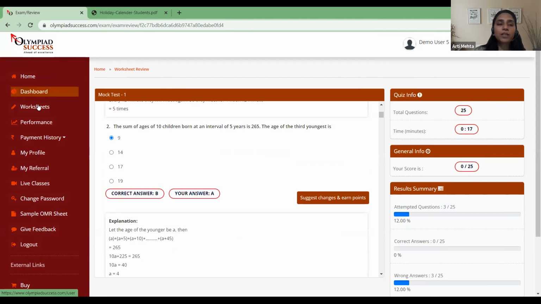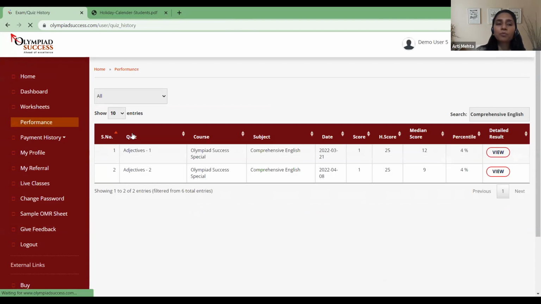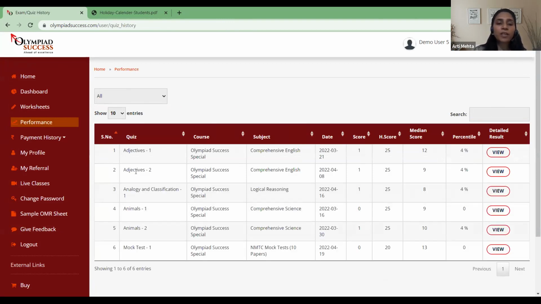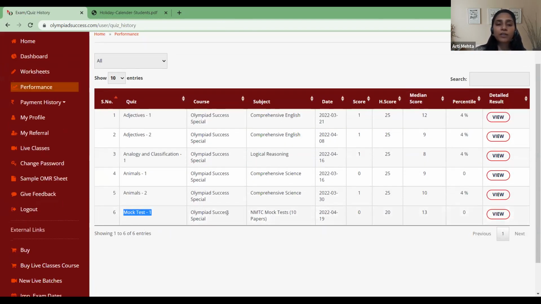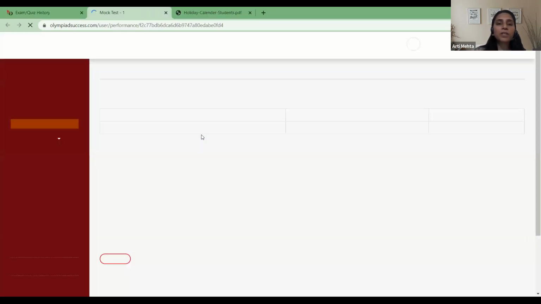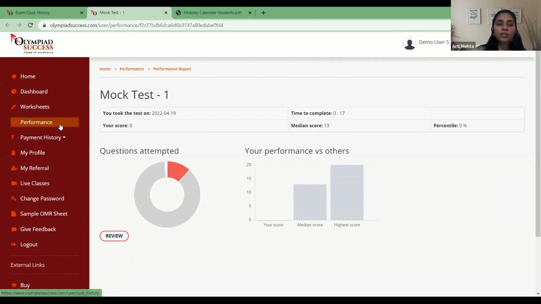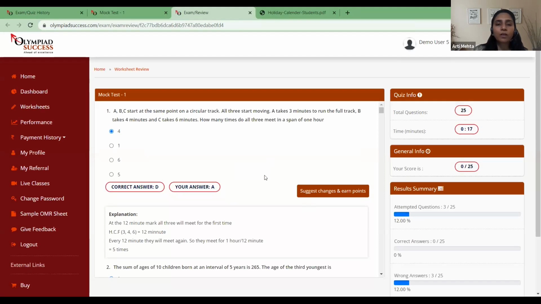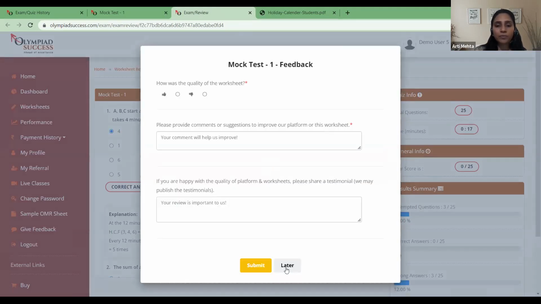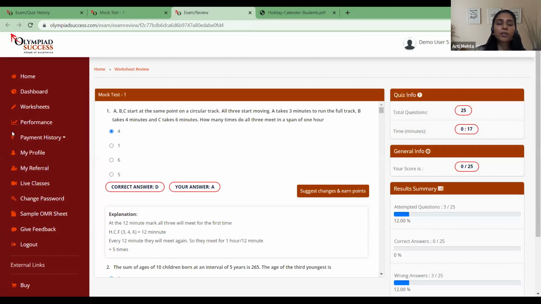In case you close this window but want to see the performance again, you just need to click on the performance tab. Here you can see the list of all examinations which you have appeared for. Let's say I had just appeared for NMTC. I'll click on the view button, and the summary will open up. On the summary page, there is a review button. Once I click on this review button, your answer key page will open up. So these are the two important things you would get once you enroll in this program.